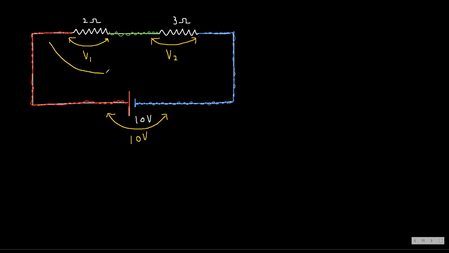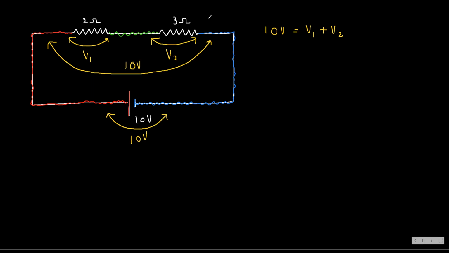Do we know the voltage difference between red and blue? Yes. What is it? It's 10. Now we know that 10 volt is equal to V1 plus V2. Am I correct? Yeah.